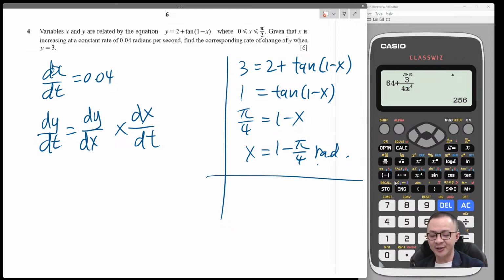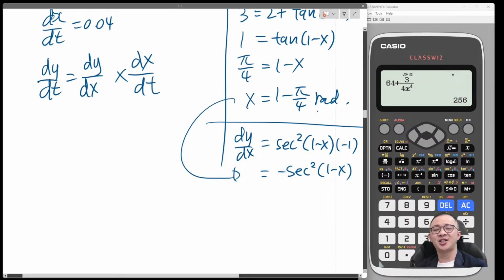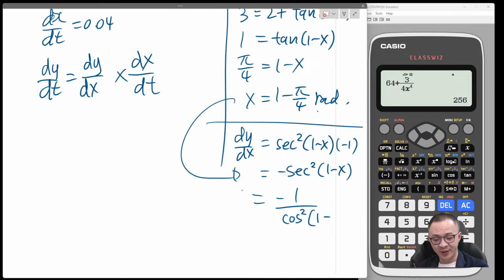Okay, so the next thing I do is my dy/dx. I will differentiate the tangent. Differentiating 2 gives me 0. Differentiating tangent gives me secant squared. The angle remains the same. Differentiating the angle gives me negative 1. So I get negative secant squared of (1 minus x). But since I need to substitute the x into here, I will change the secant squared into 1 over cos squared. So 1 minus my x will be 1 minus pi over 4.